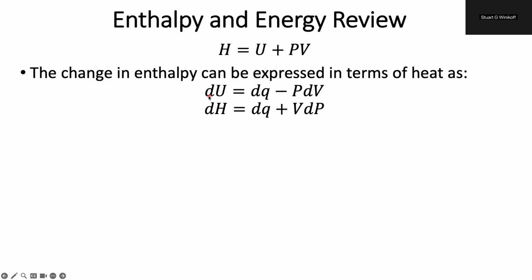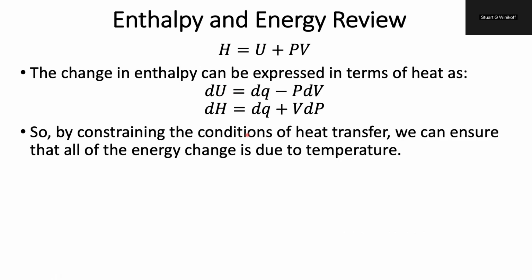So again, note internal energy is going to be related to the heat minus VdP, and enthalpy is going to be related to the heat plus VdP. So internal energy is going to have a volume dependence and enthalpy is going to have a pressure dependence, but both will be related to the heat. So in both cases, we can get a good description of the heat by constraining these systems. That way, in the internal energy, I don't have to worry about the volume term, and in the enthalpy, I don't have to worry about the pressure term.